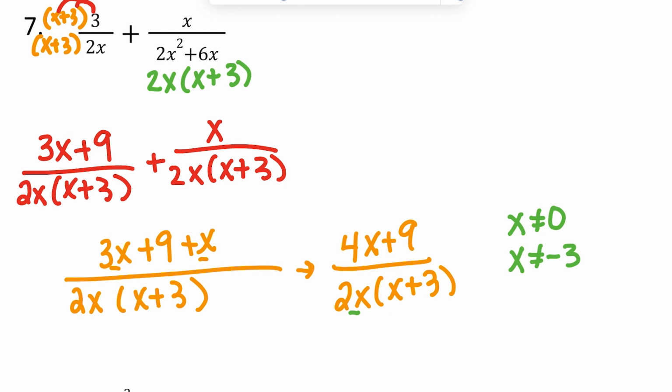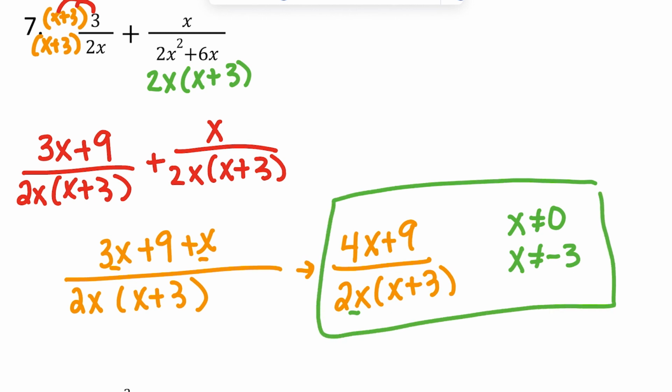The last step here is to try to factor and see if we can simplify this fraction, going back to what we did in problem 1. In the numerator, 4x plus 9, it does not factor. So for this one, it's not going to simplify. So we have our final simplified form with the excluded values.